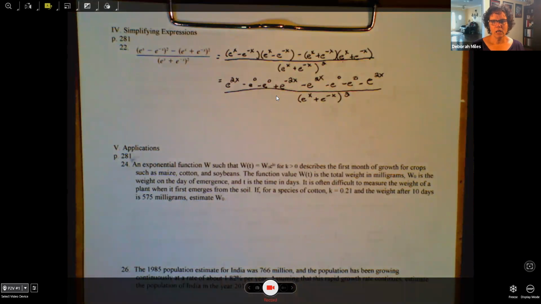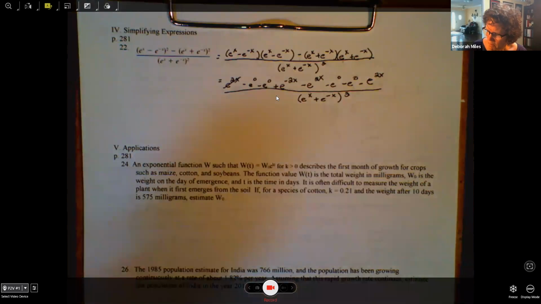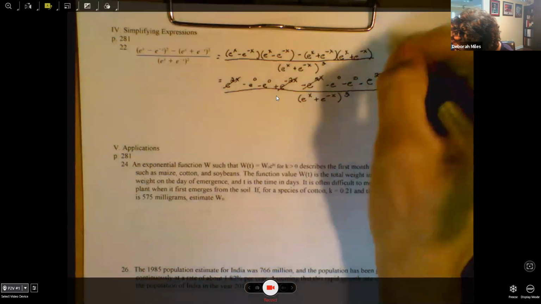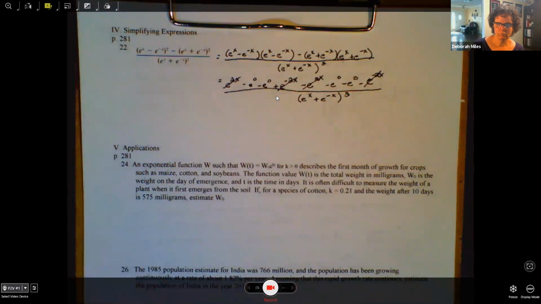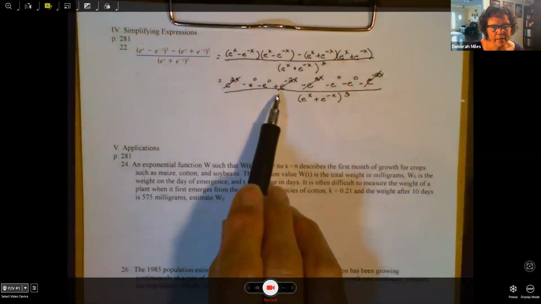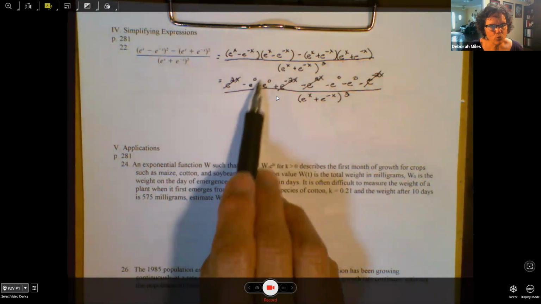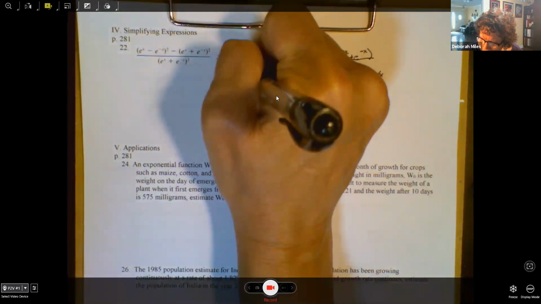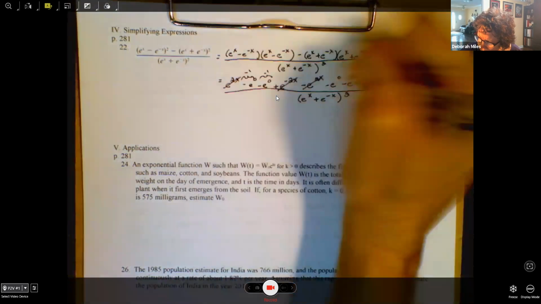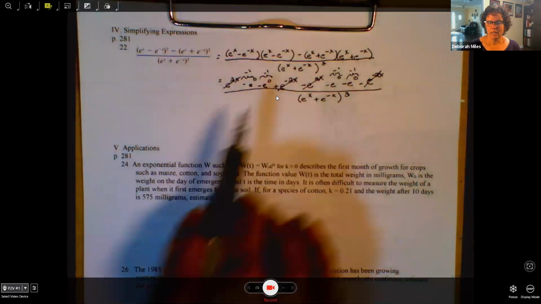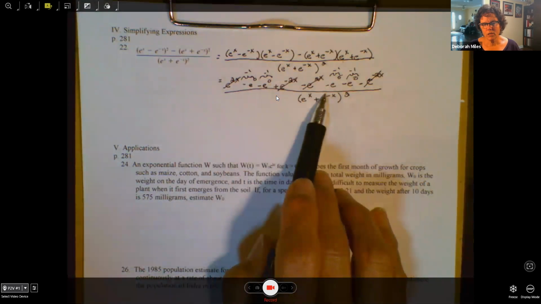All right, let's see what like terms we can combine. We have an e to the 2x minus an e to the 2x. We have an e to the -2x minus e to the -2x. And all we have left in the numerator is these four -e to the 0s. Again, e to the 0 is 1. So this is -1, this is -1, this is -1, and this is -1.